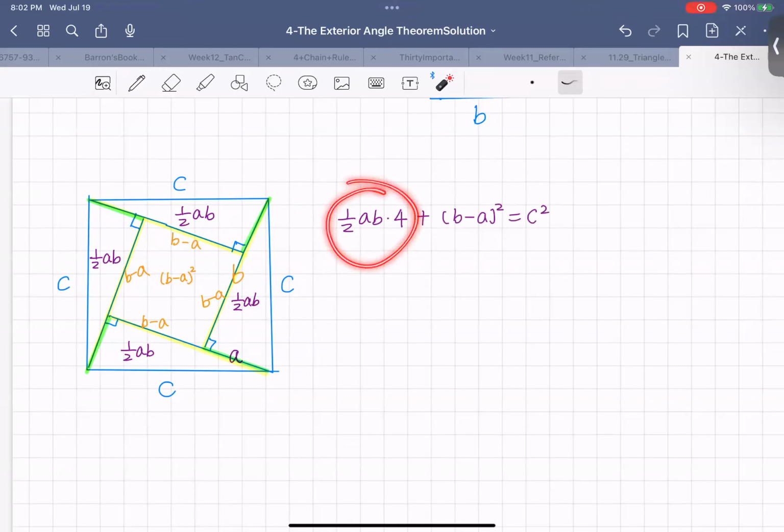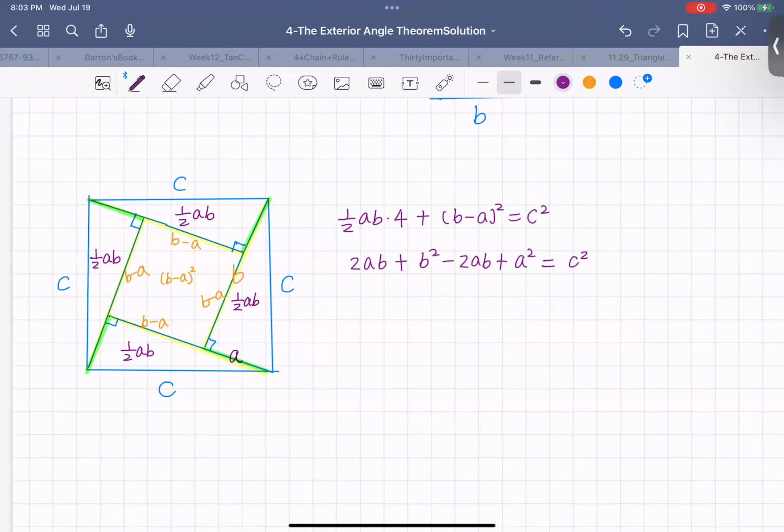Go. This becomes 2 AB plus B squared minus 2 AB plus A squared equals C squared. Cancel the things that can be canceled. So you get B squared plus A squared equals C squared. That's how we prove the Pythagorean theorem, right? Makes sense now? Everybody show me a sum up. Did you see? I quickly proved the Pythagorean theorem to you guys. You guys don't feel happy?